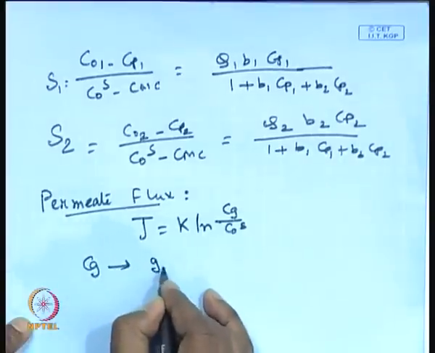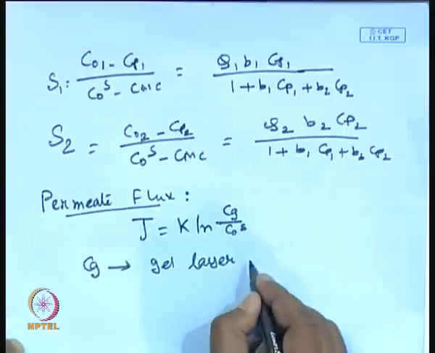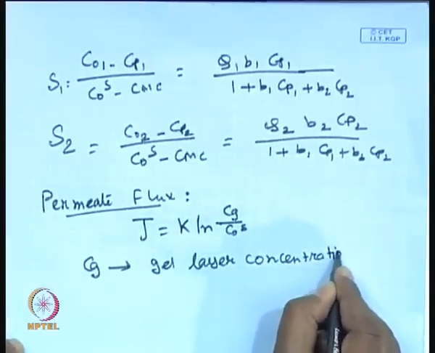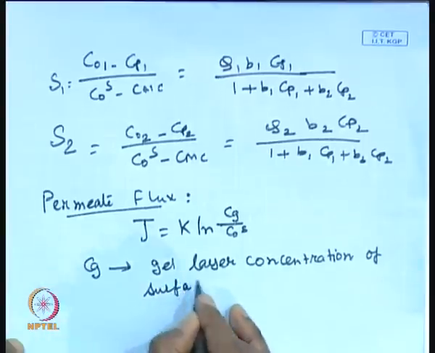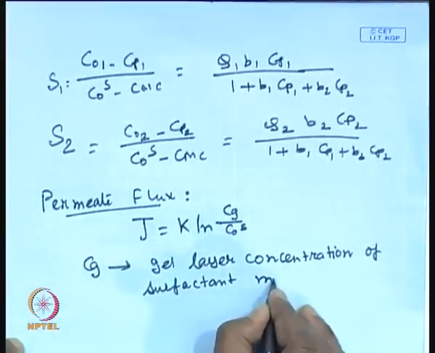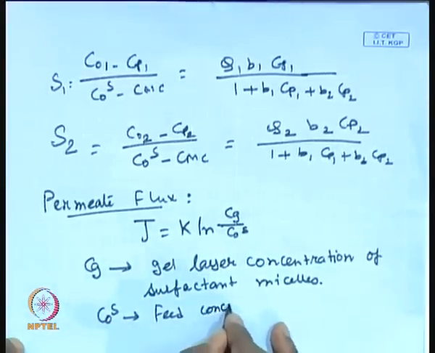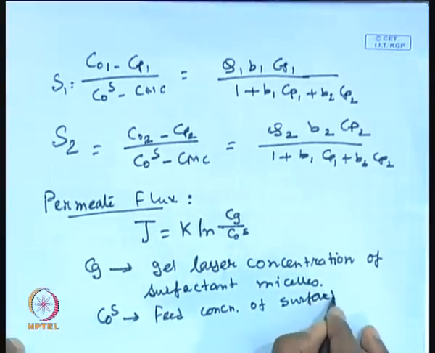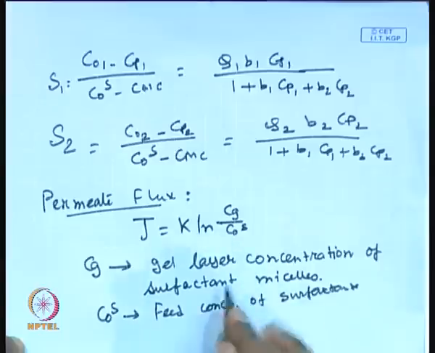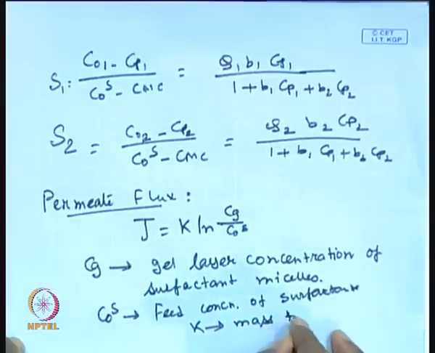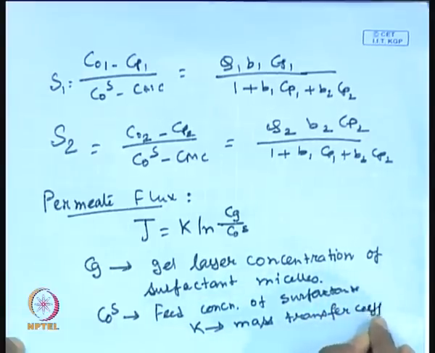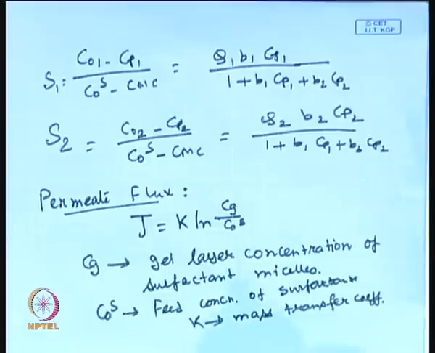So, Cg is the gel layer concentration of surfactant micelles, C0s is the feed concentration of surfactant monomers, and Cg is basically the gel layer concentration of surfactant in terms of monomers, okay, and K is the mass transfer coefficient. The same way we have determined the mass transfer coefficients earlier. That means, first you have to see whether the flow is laminar or turbulent. If it is laminar, you use the Leveque equation to determine the mass transfer coefficient. If it is turbulent, you can go to the Dittus-Boelter type correlation to estimate the mass transfer coefficient.